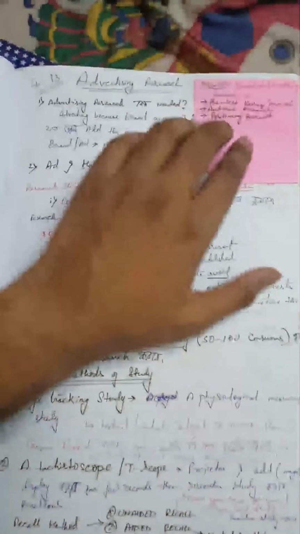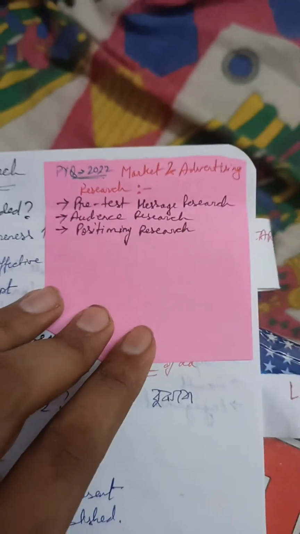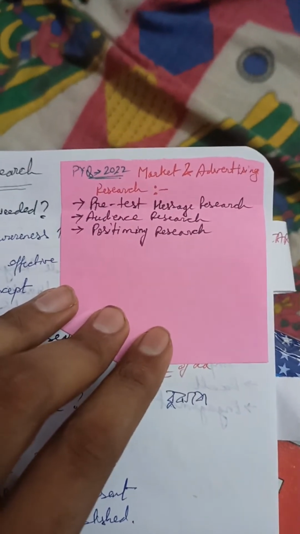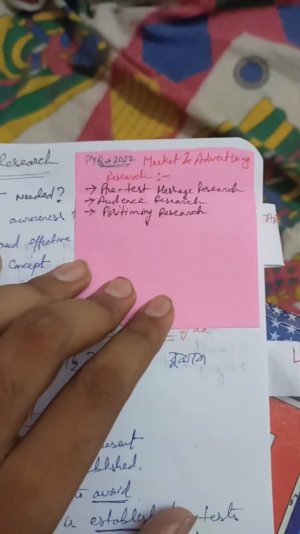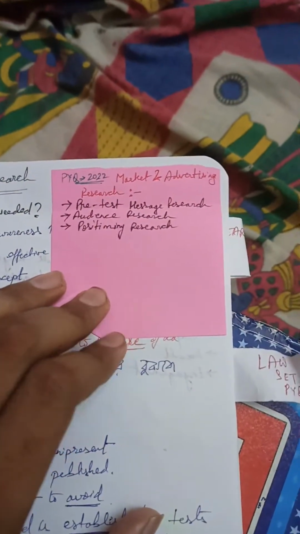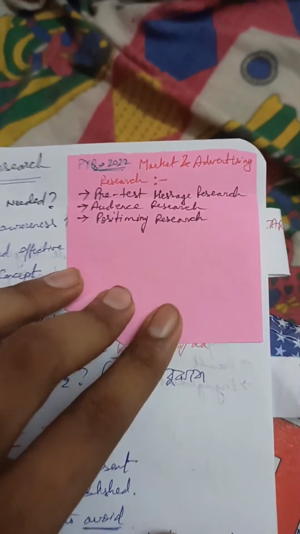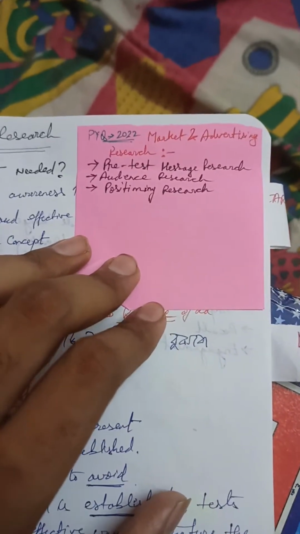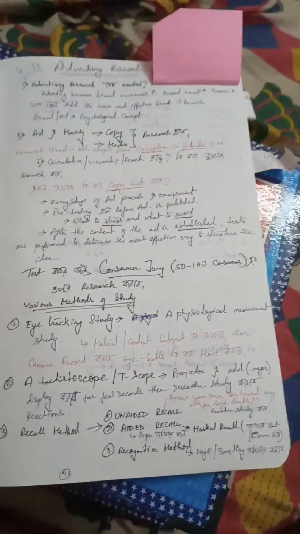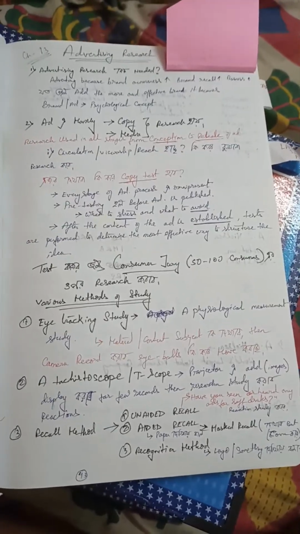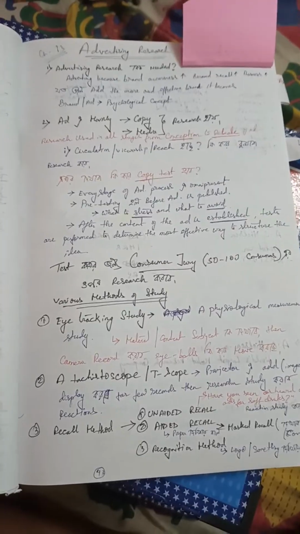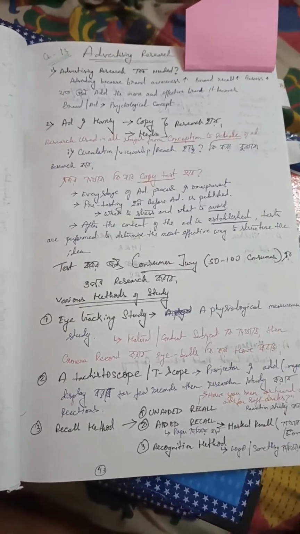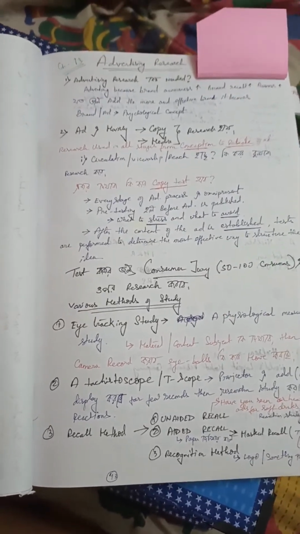So we can see previous year questions like copy research, pre-test, message research, audience research, post-testing research. Okay, so this is marketing and advertising research. These are the three topics which were asked from 2020 to 2022. So now coming back to what we were saying about the scope of research: copy research, the study of ad content before and after it goes live, pre-testing and post-testing, testing ad performance before release and after it's aired.